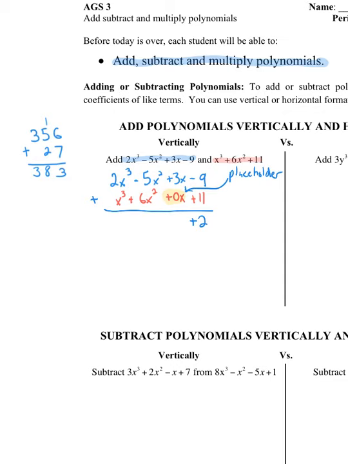I have 3x plus 0x gives me a 3x, 3 plus 0. -5 plus 6, so that gives me a positive 1x squared. And I have 2x cubed plus 1x cubed. That gets me 3x cubed. That's what this problem would look like adding vertically. So that's vertical addition of polynomials. That's what it will look like.